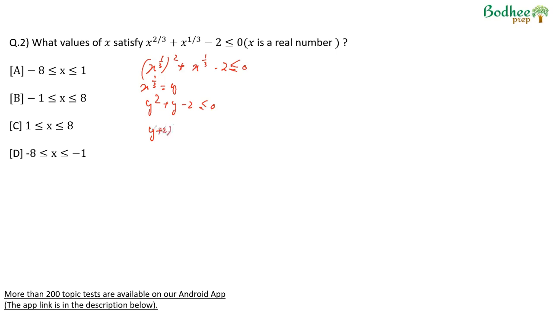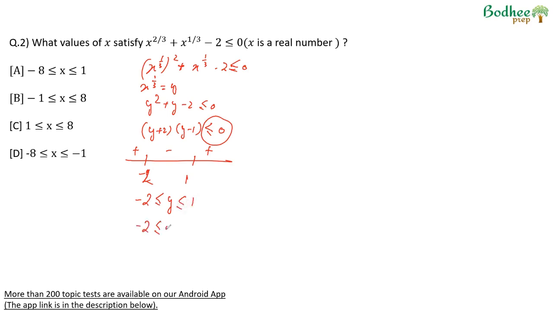We are looking at two numbers which add up to 1 and have a product of minus 2. So y plus 2 into y minus 1 is less than equal to 0. Oh, sorry, it's an inequality. The critical points will be minus 2 and 1. Minus 2, 1: positive, negative, positive. We are looking at the negative values. Therefore, minus 2 less than equal to y less than equal to 1.